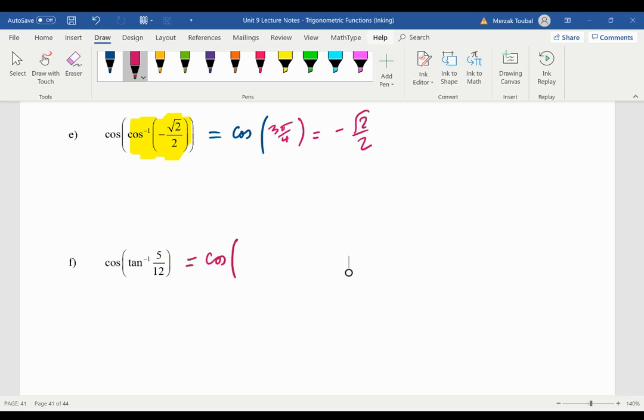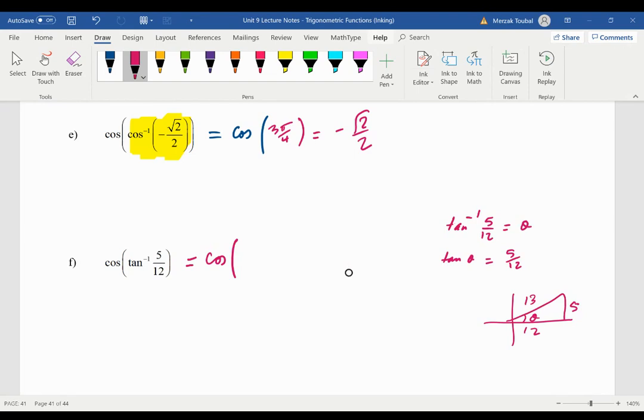This one is a bit different because it's the cosine of tangent inverse of 5 over 12. So let's reason with it this way. If tangent inverse of 5 over 12 equals some angle, we call it theta, that means tangent theta is 5 over 12. It's positive, so it must be quadrant 1. Here's the triangle. Tangent theta is 5 over 12. When we do the math to find the missing side, the hypotenuse, I believe it will be 13.